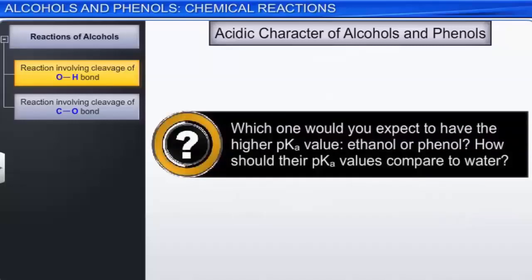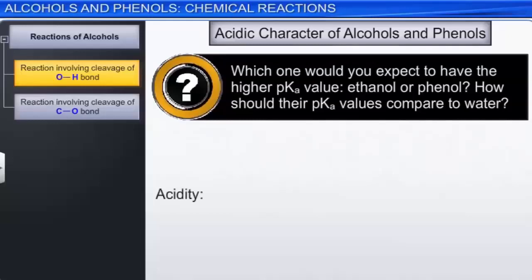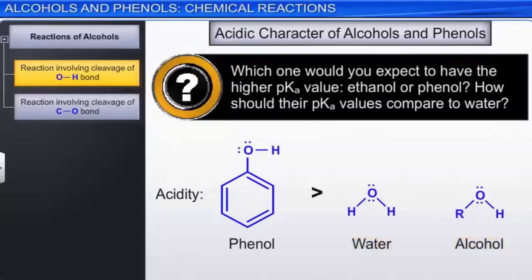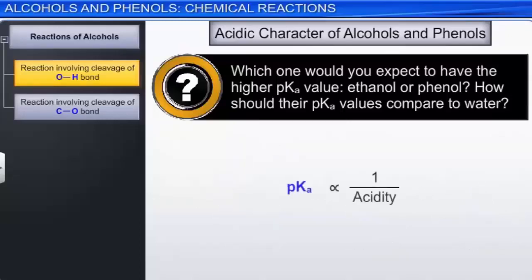Try to reason this problem out on your own. Which one would you expect to have the higher pKa value? Ethanol or phenol? How should their pKa values compare to water? You have learned that phenols are stronger acids than alcohols and water. You also know that water is a stronger acid than ethanol. Finally, you learned that stronger acids have lower pKa values than weaker acids.